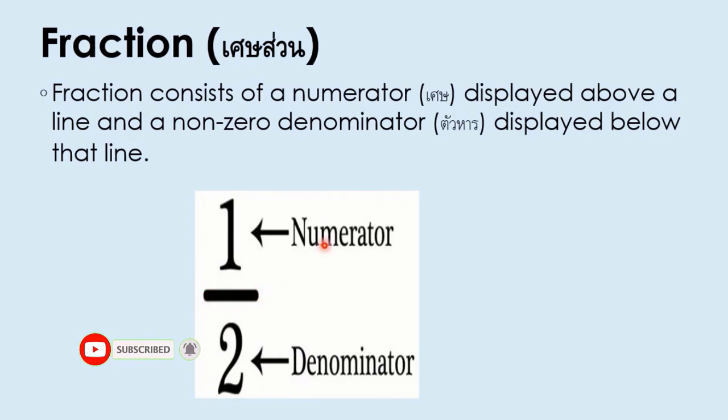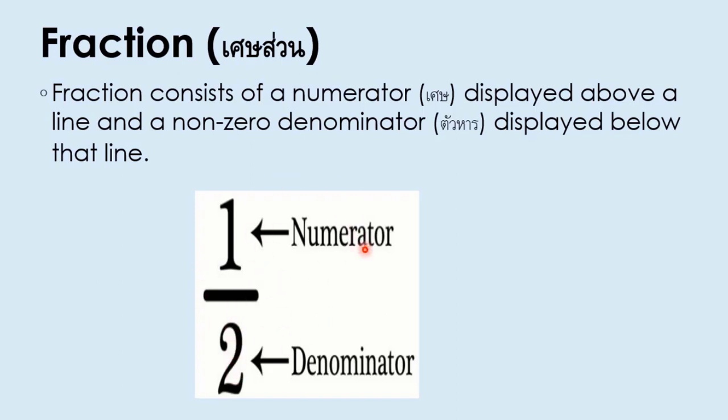But remember that the numerator should be an integer, and the denominator is also an integer. Integers means positive numbers, 0 and negative numbers. So this is called a fraction. A fraction consists of a numerator displayed above a line and a non-zero denominator displayed below that line.